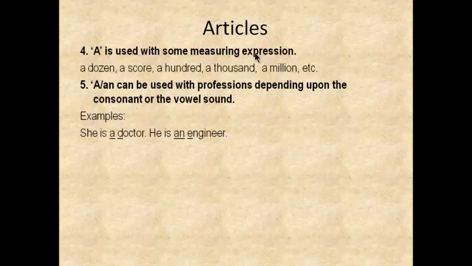A is used with some measuring expressions like what? A dozen, a score, a hundred, a thousand, a million, etc. A or an can be used with professions depending upon the consonant or the vowel sound. For example, she's a doctor. Doctor begins with da sound, which is a consonant sound, and we need a here. On the other hand, we have engineer here in the second sentence. Engineer begins with vowel sound, and we need an here before engineer. So he is an engineer.